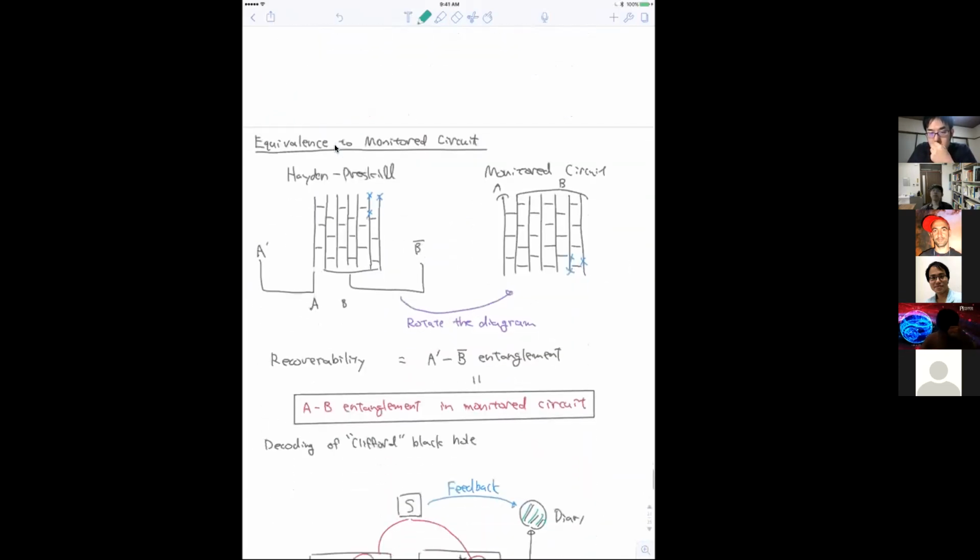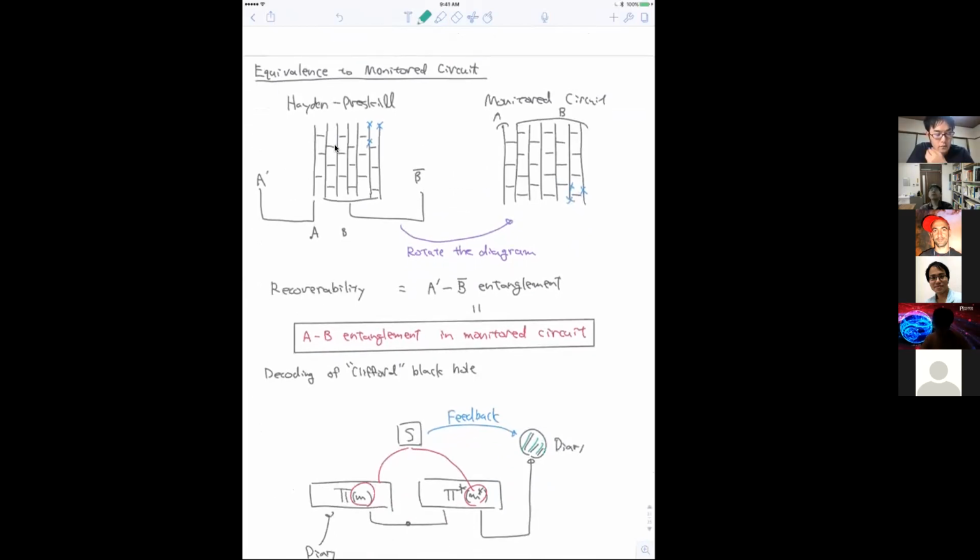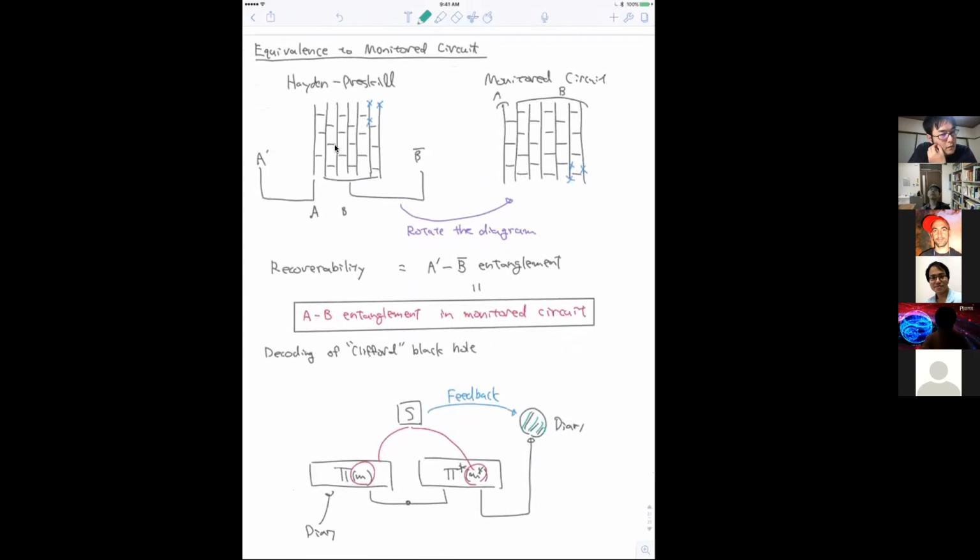Now, why is this related to a monitored circuit? It's just because you can rotate the whole diagram, and then it's identical, really. You just do the same process in reverse chronological order, and then the Hayden-Preskill problem can be viewed as a monitored circuit. That is, in the monitored circuit, I ask if A and B are entangled with each other, which is exactly the same problem as A prime and B bar being entangled. So the fact that in the monitored quantum circuit you can retain a lot of entanglement up to the code distance suggests that Alice's diary is also safe and you can find it in the early radiation.